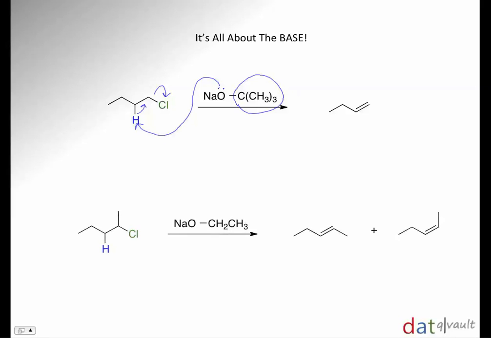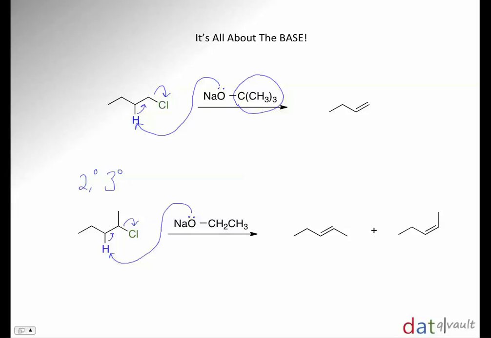When we have halogens that are more sterically hindered, like this halogen here, this secondary halogen, so secondary and tertiary halogens, you can use smaller, not quite as bulky bases, because the carbon right here is actually sterically hindered. So the base actually can't get in there to do the displacement. So again, it's going to do the elimination reaction instead.